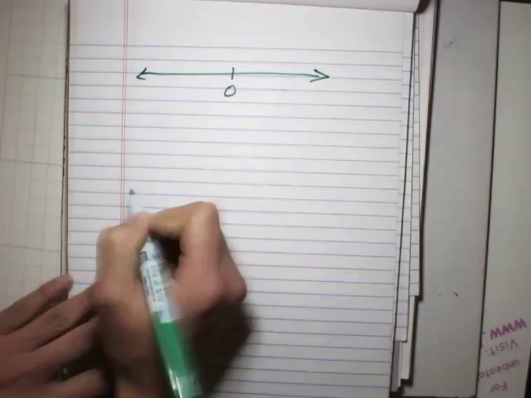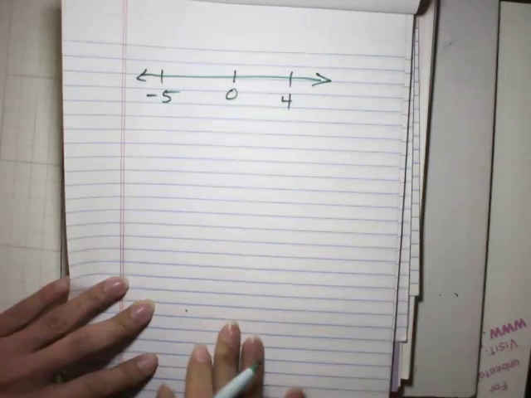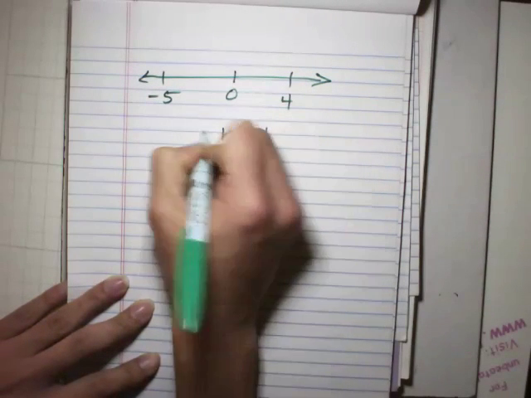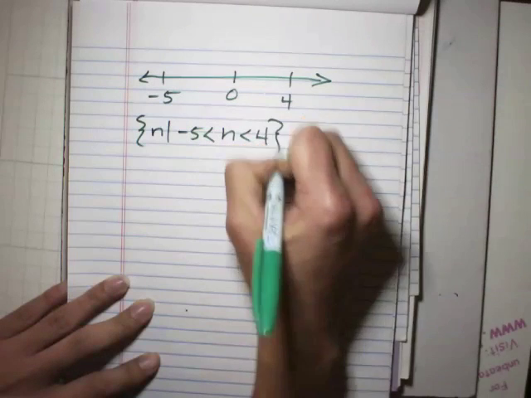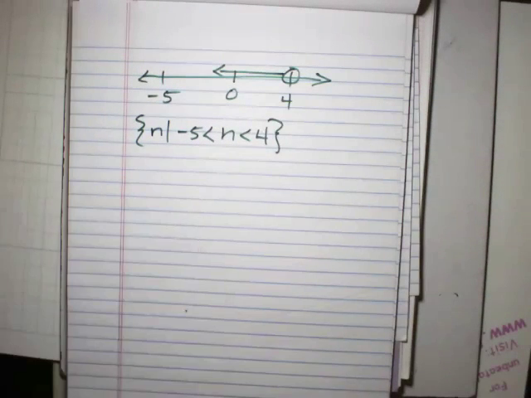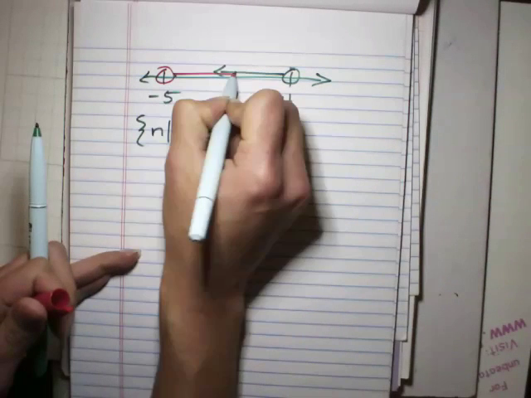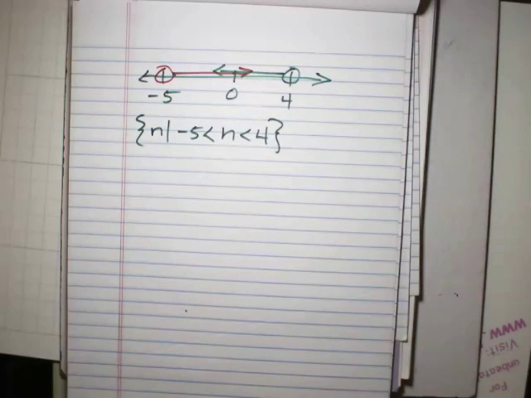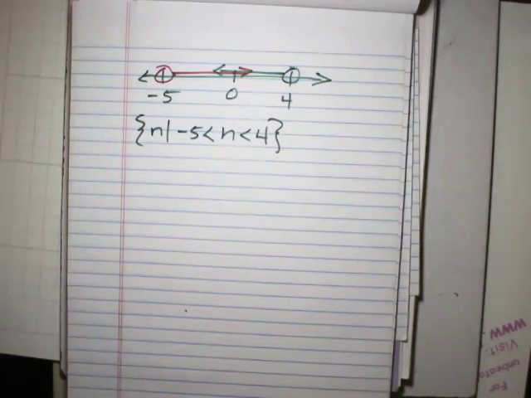Here's 0, here's 4, and say here is negative 5. So n is going to be less than 4 but greater than negative 5. So this is my solution set here. Graphing less than 4 is this way. And I'll use a different pen to show you. Greater than negative 5 is this way. So the values will be less than 4, greater than negative 5. This will be our solution.